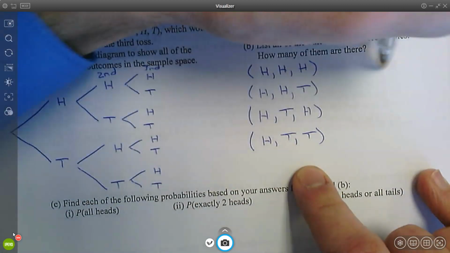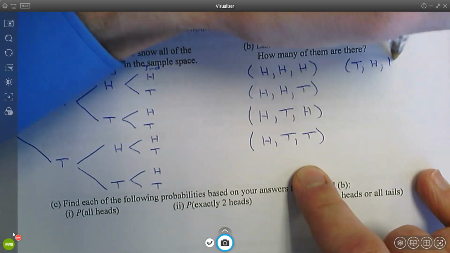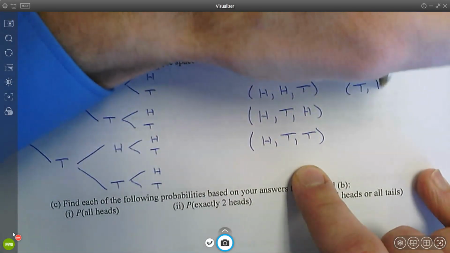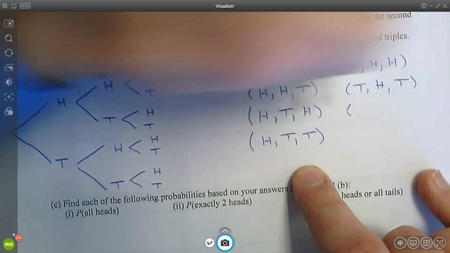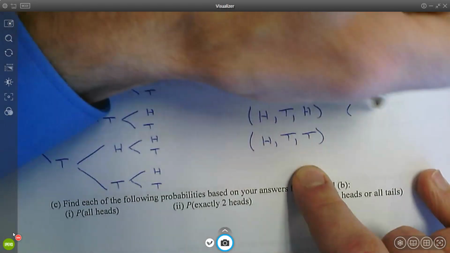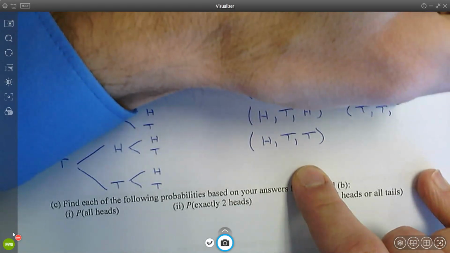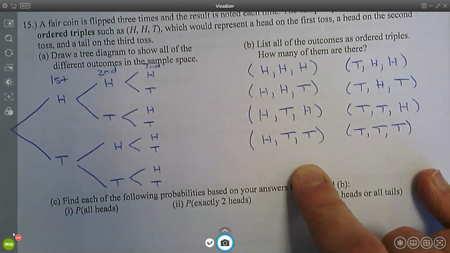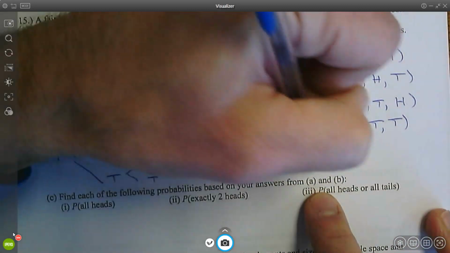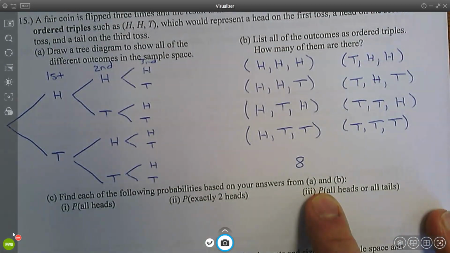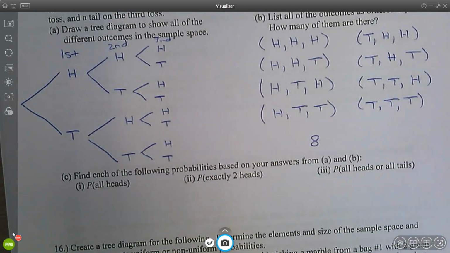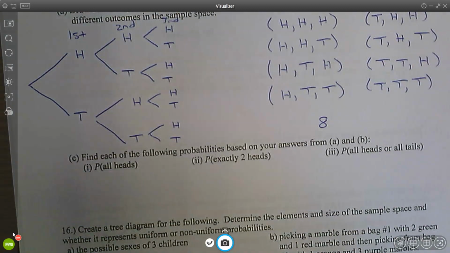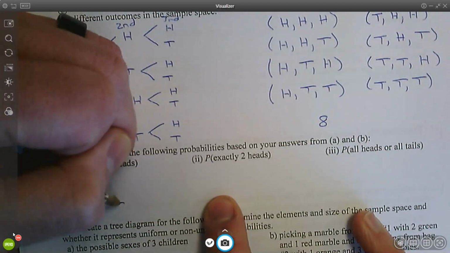Tails, heads, heads. Tails, heads, tails. And so on and so forth. Tails, tails, heads. And then the last one, tails, tails, tails. So there's a total of 8. There's 8 possible outcomes. So when we start talking about probability here in part C, it's going to be out of 8.